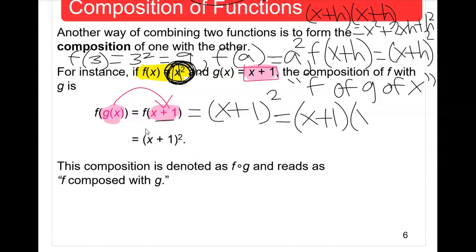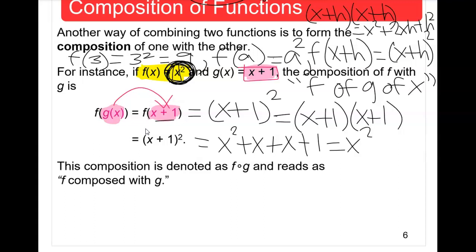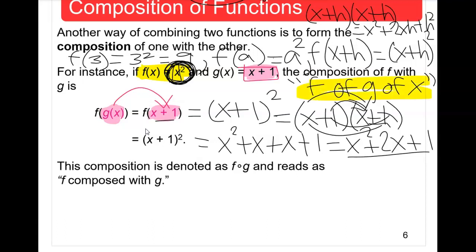to multiply x plus 1 times x plus 1, which will give us x squared plus x plus x plus 1, which will be x squared plus 2x plus 1, if I multiply the first terms, then the outer terms, then the inner terms, and then the last terms. So we get that, and we could call it f of g of x. The one that is mentioned second is the one that is substituted inside the other.